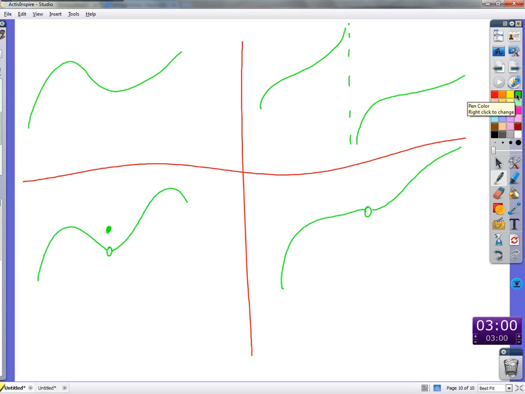If I had a continuous function, I could draw it without doing what? Picking up your pen, picking up your pencil. So that's a nice, pictorially defined definition of continuity. We'll get into more specifics.